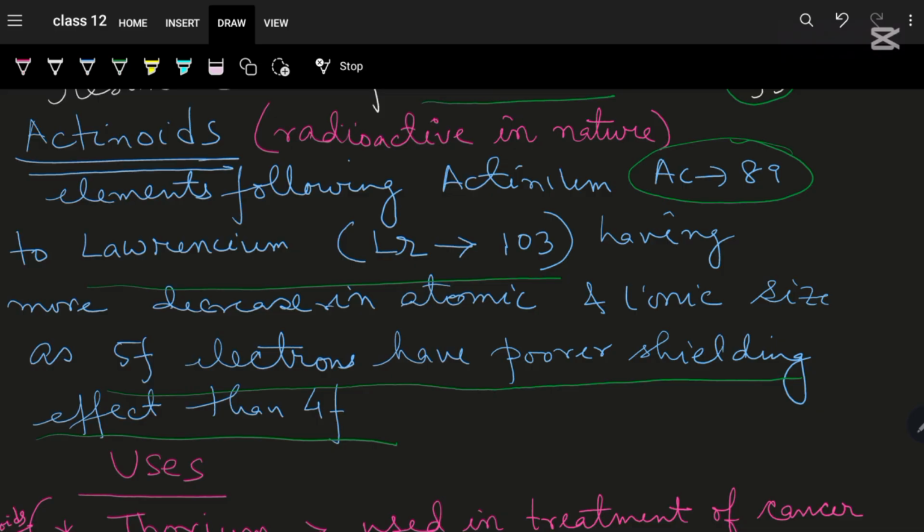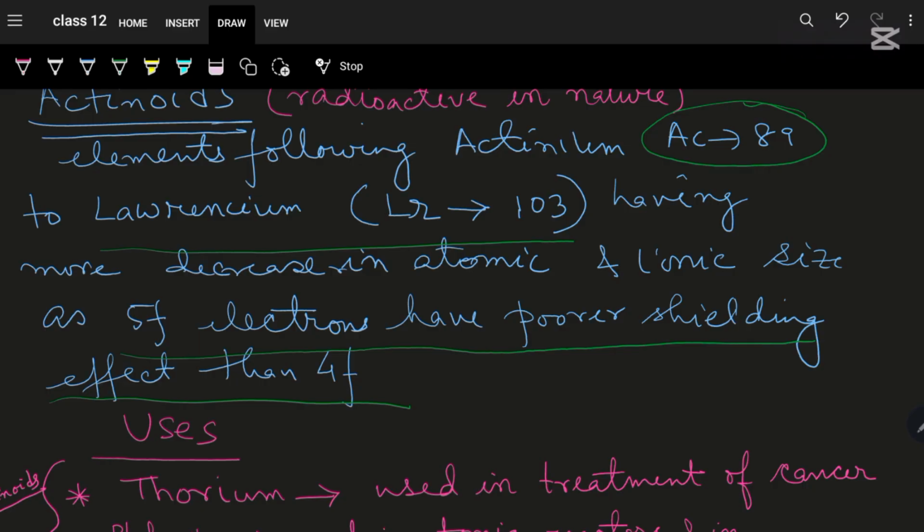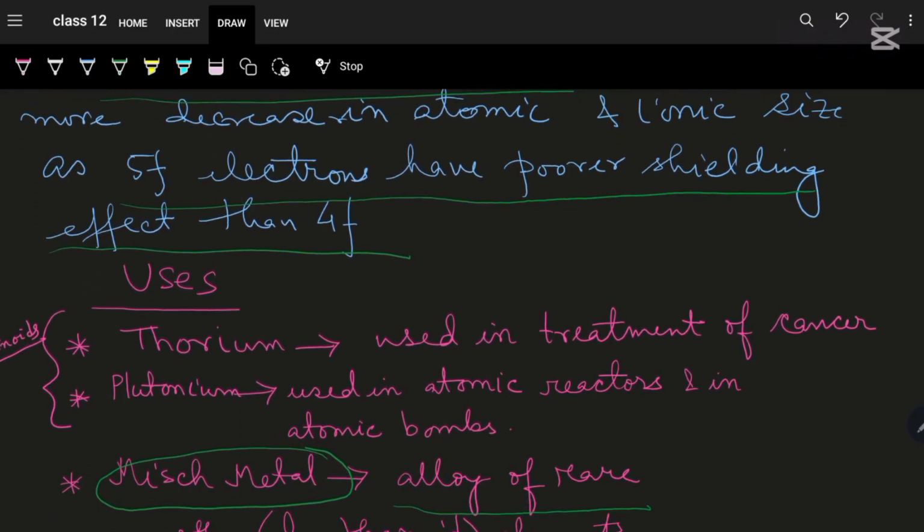So actinoid contraction is greater than that of lanthanoid contraction, because actinoid contraction is on account of the 5f electron, which has a poorer shielding effect than the 4f electron which was occurring in lanthanoids. Why? Because 5f is farther away from the nucleus than 4f.